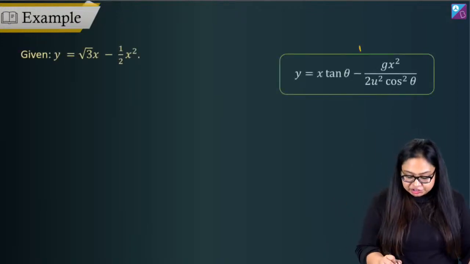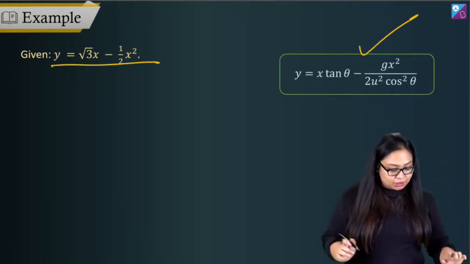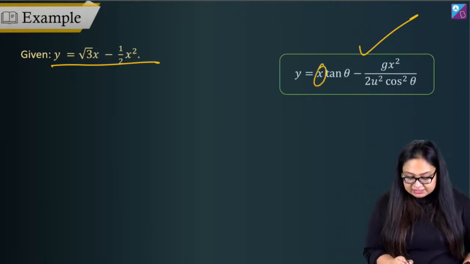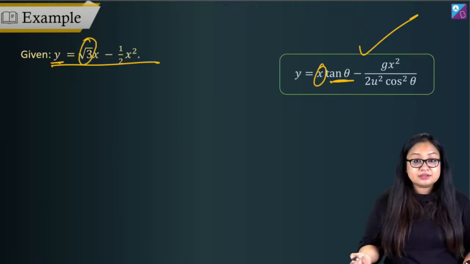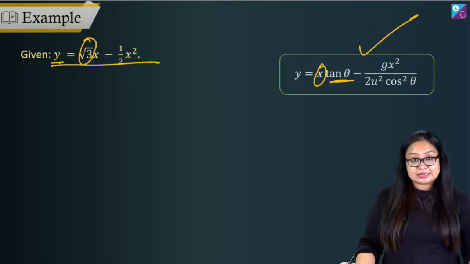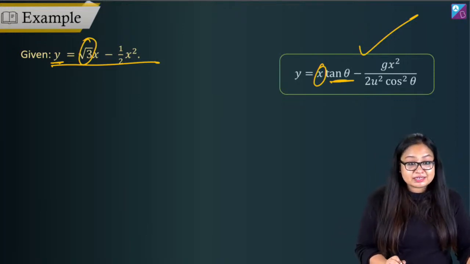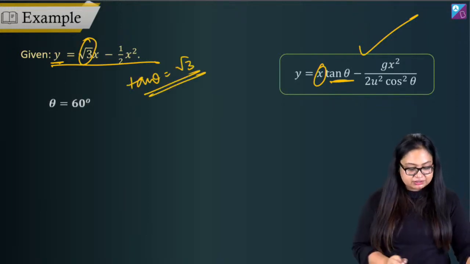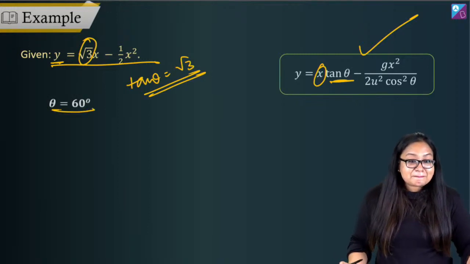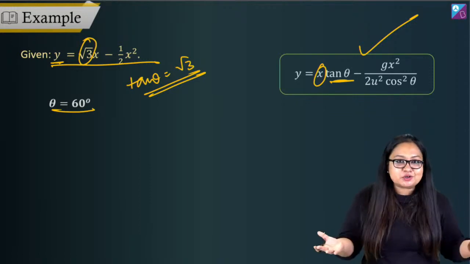How do we start? We start by writing the equation of trajectory and then comparing the given equation with it. Here the coefficient of x is tan theta, here the coefficient of x is root 3. Comparing these two equations, tan theta is equal to root 3. If tan theta is equal to root 3, that means theta is equal to 60 degrees. Once we get theta equal to 60 degrees, it's very easy to find out u.